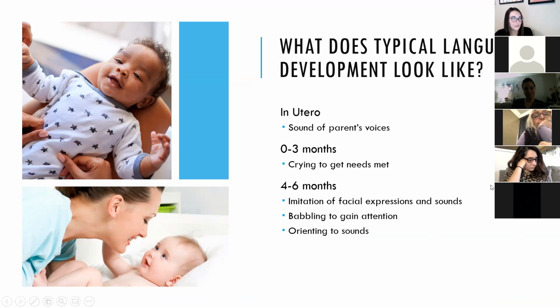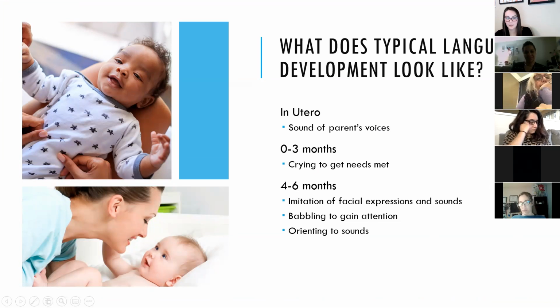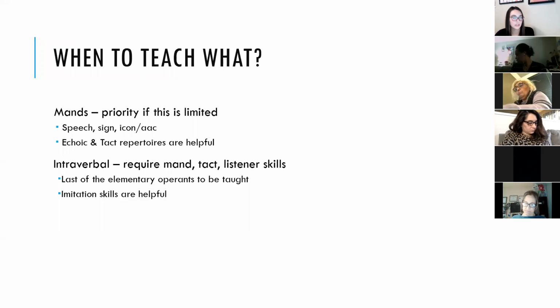Okay. So development does not stop at 6 months. Language keeps developing forever, pretty much. But these are where the basics, the prerequisites to our elementary verbal operants come from. So a question that gets brought up when you're thinking about how to teach certain verbal operants is, when do you teach them? Do you teach them in a specific order? You're supposed to do manding first, and then the echoics, and then this and this. And really, there is not a strict order.